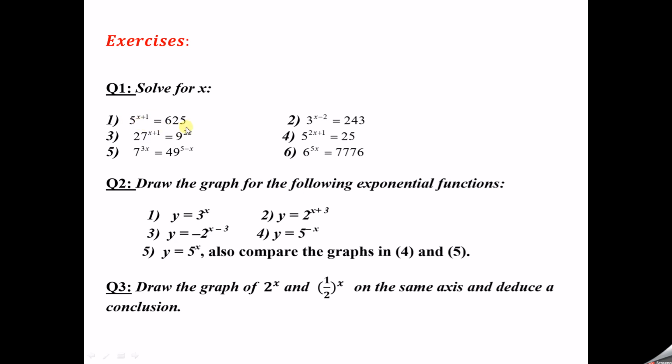The right hand side is 625. 625 you can write as a power of 5. Then equate both with the same base 5. If both right hand side and left hand side are powers of the same prime number 5, then you can equate the powers or the exponents to get x value. Similarly, you can try the other problems and you can write the graphs of these functions.